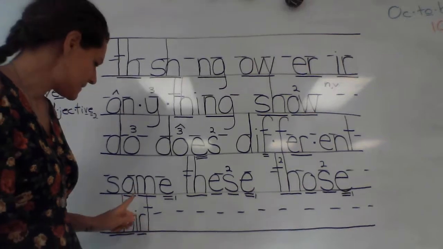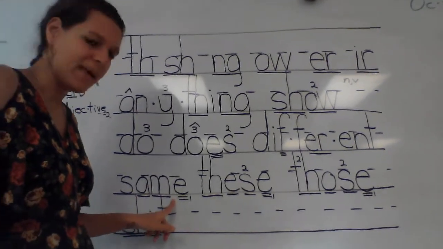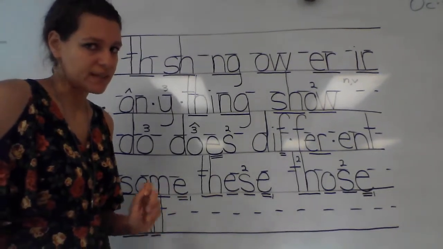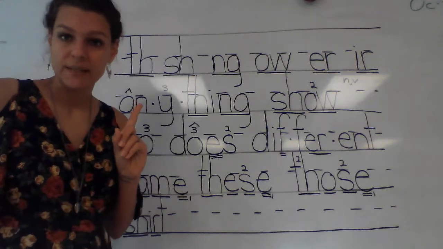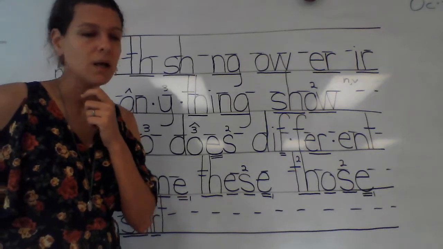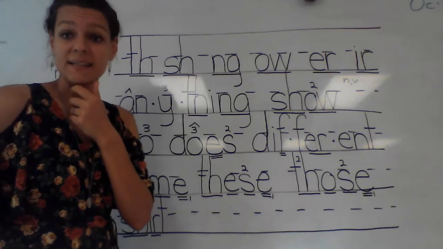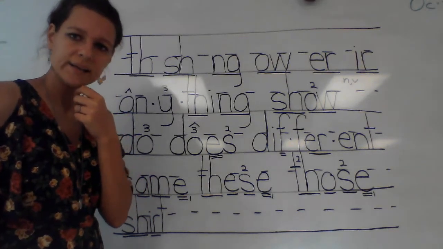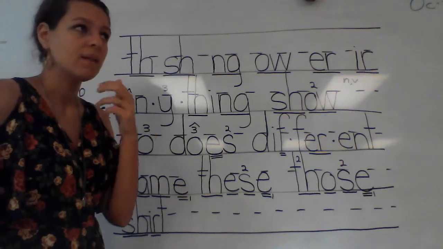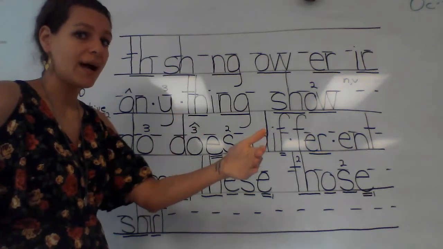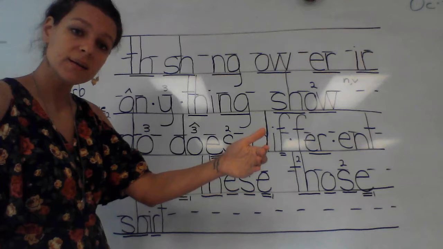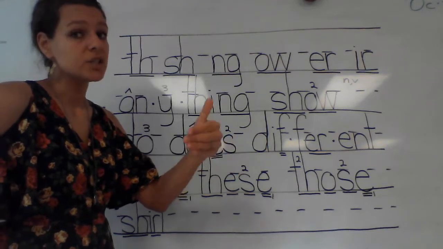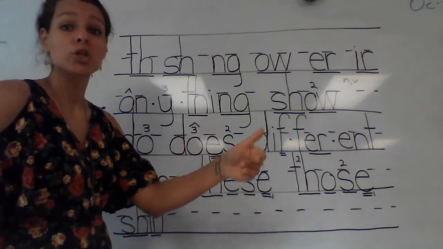All right, let's see, same. That's the opposite of different. That makes me think it's probably going to be the same part of speech. So let's try it in a sentence. We have the same shirt on today. Same. Let's see, same is describing what word? Good. Same is describing shirt.